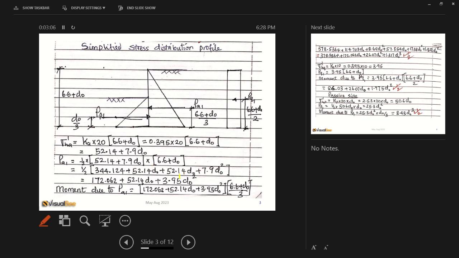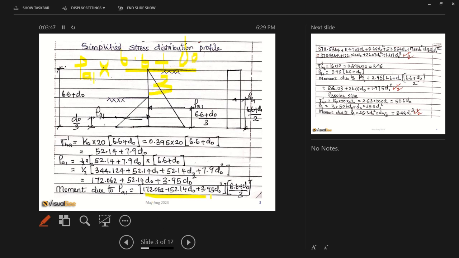The rest you can do and solve. I hope it's correct. I double checked, but you can also check from your calculations and see whether you get that expression. So this is the area, and then the moment is again the value PA1 times the distance, which is (6.6 plus d naught) over 3. That's what we're trying to do here.